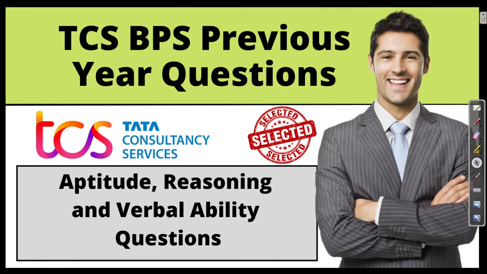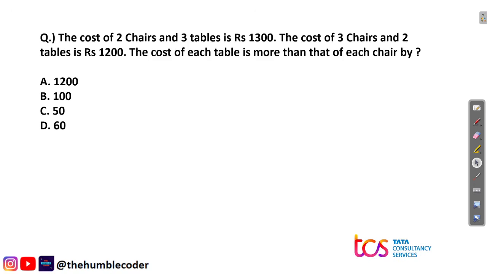So let's start with our first question for today. So this is the first question that you can see right now on the screen. So let's read the question first. The cost of 2 chairs and 3 tables is rupees 1300. The cost of 3 chairs and 2 tables is rupees 1200. The cost of each table is more than that of each chair by. We have to find out that amount.